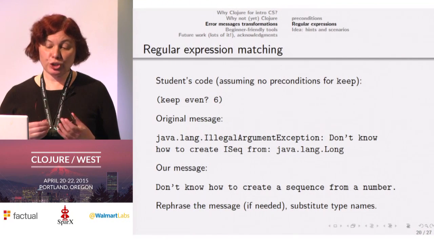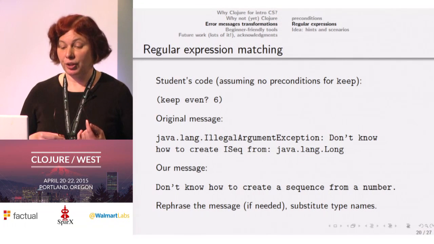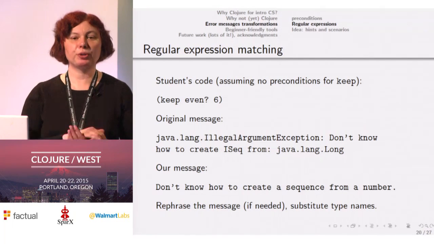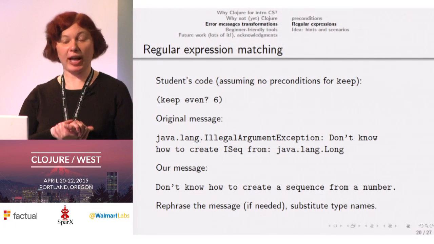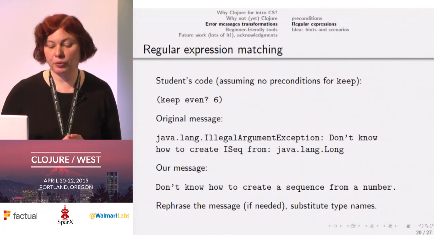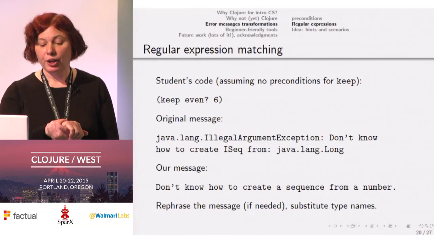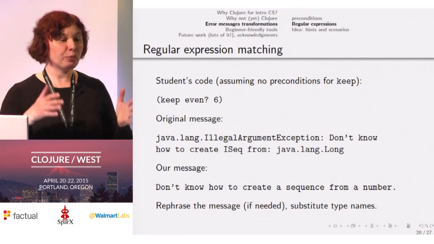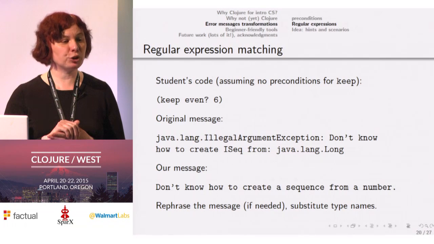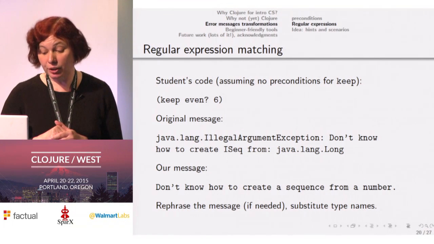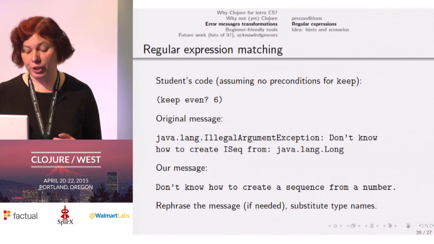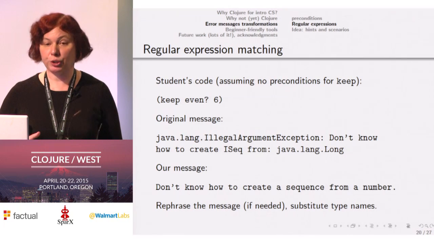OK, the second approach is regular expression matching. So we have a list of regular expressions for all possible exceptions that we know might happen. That's a lot. It's not an exhaustive list at this point, but we're expanding it. And there, we just match a regular expression, and we rewrite types, definitely, and sometimes the wording of the message. In this case, the wording is fine, or at least we could come up with a better one. And we just replace the types, so sequence and number.